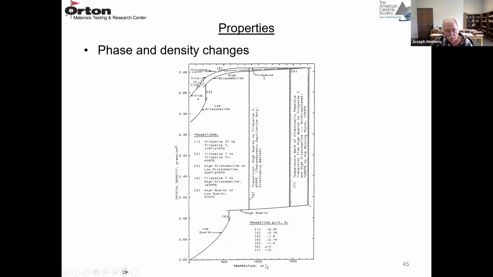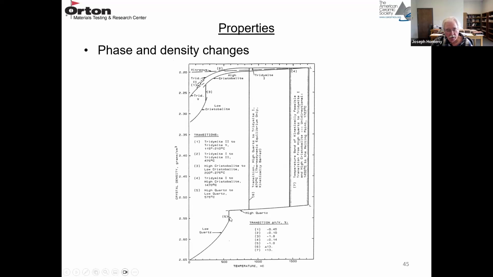So this is density versus temperature, and this is density. As you go up, the density is decreasing. So this is quartz, this is cristobalite, and then the top curve is tridymite. So there's a thermal expansion that corresponds to a density decrease. So as you go up in temperature, the density is decreasing, it's expanding.